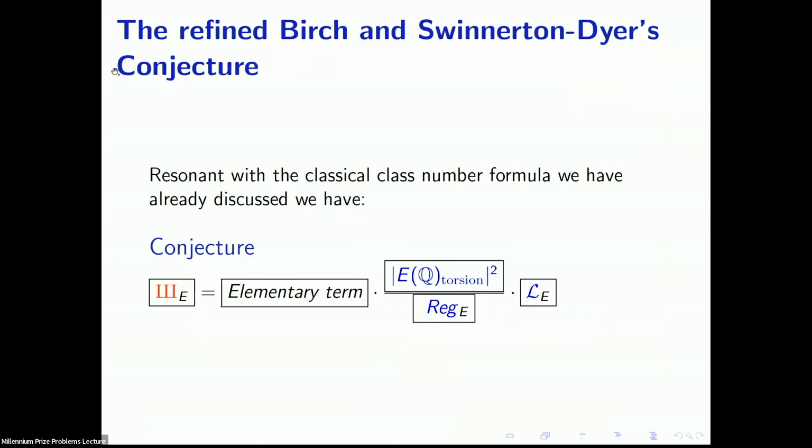Okay, so here's the refined Birch and Swinnerton-Dyer conjecture. And it's totally resonant with the classical class number formula. The way I put it is as a formula for Sha E. Sha E is elementary terms that don't play that much of a role as a mystery, times the square of the order of the torsion group of E(Q), that's like w_K, over the regulator of E, that's like the regulator of K, times L of E, the analytic L of E, that's like the analytic L of K.